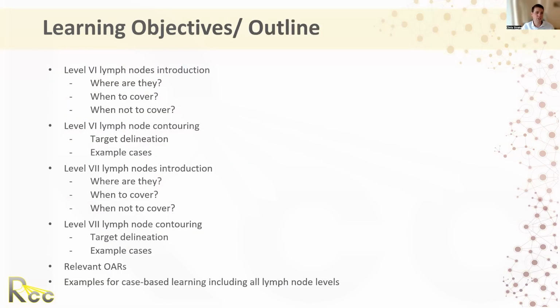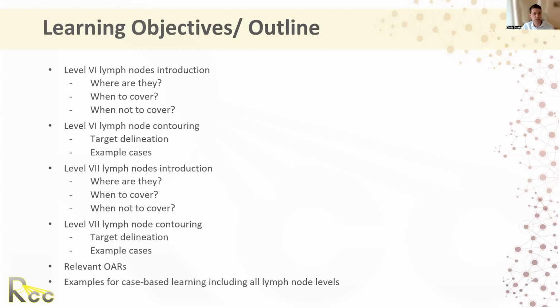So here's what we're going to cover today. We'll really cover each nodal region separately. We'll cover 6A and 6B, and then we'll do several practice cases. Then we'll turn our attention to level 7, 7A, and 7B. We'll do some more practice cases. We'll finish with one or two practice cases that encompass both nodal groups, and then we'll have a brief discussion about organs at risk. And if we have time, I have an extra case for us to go over at the end.